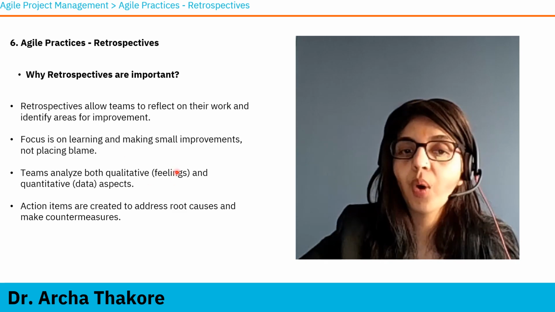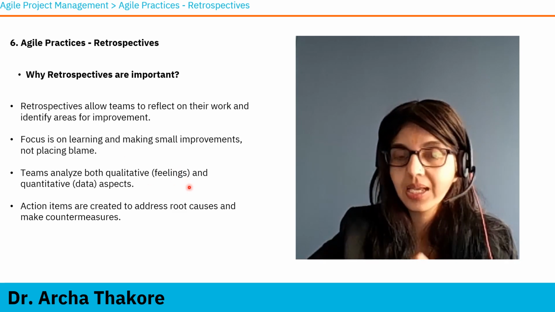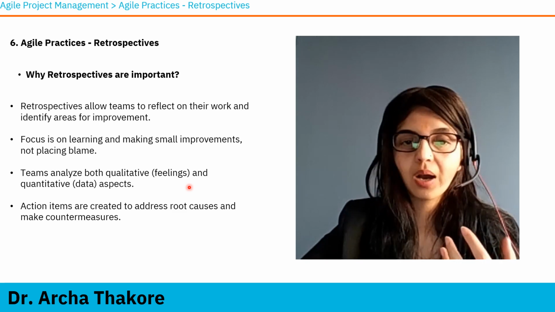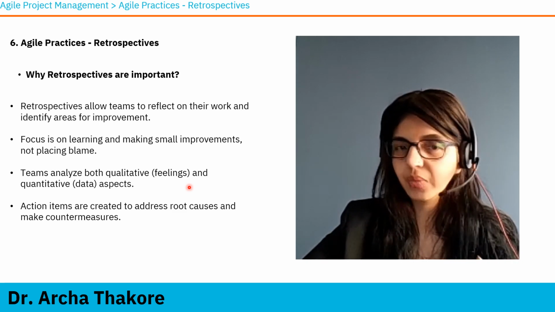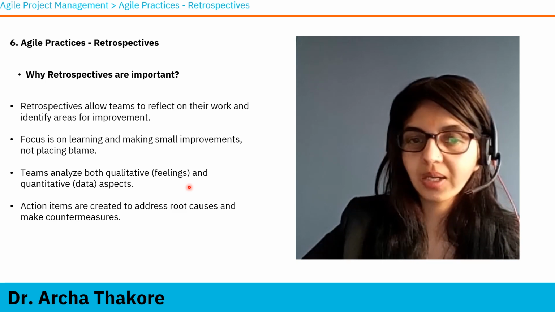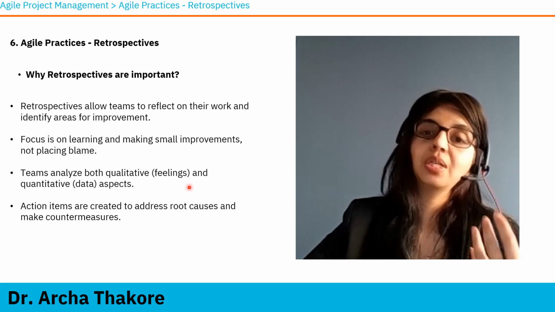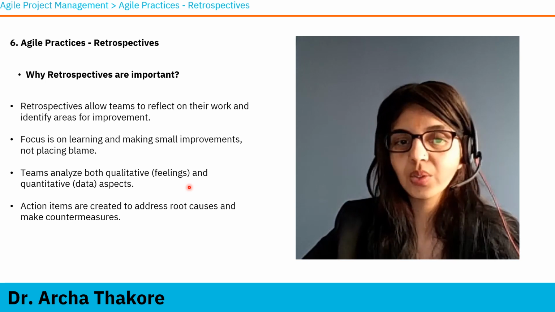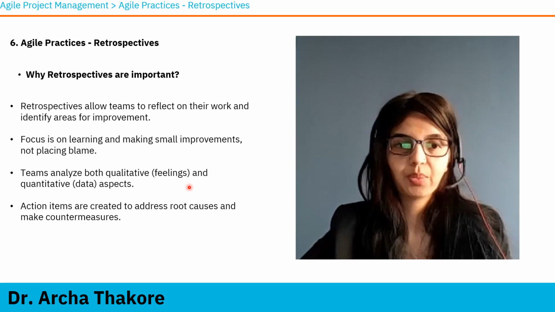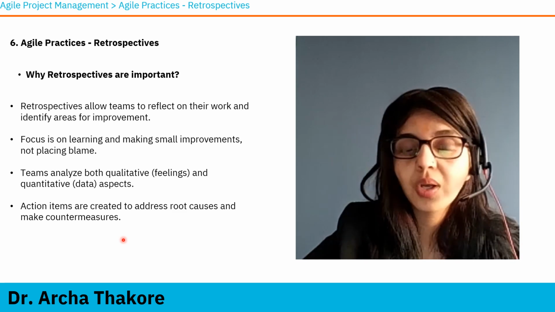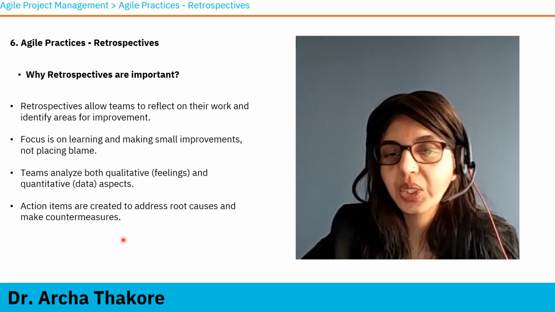So what is qualitative data, which is feelings? So we also talk about how the team is feeling, how are they overworked, what is going on. So that is also important. That is also done in a retrospective, and we talk about the work data, work performance data also, which is the quantitative aspects of the project. Action items are created to address root causes and make countermeasures.